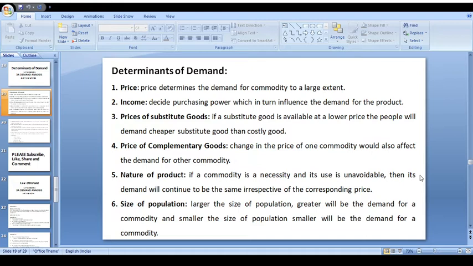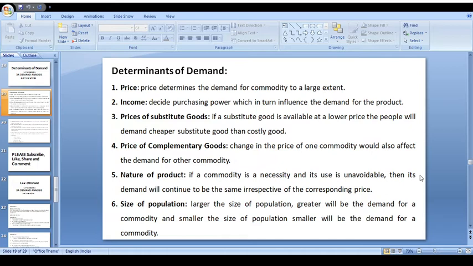Our next determinant of demand is price of complementary goods. Change in the price of one commodity would also affect the demand for the other commodity. For example, car and fuel. If the price of fuel rises, then demand for cars will fall.